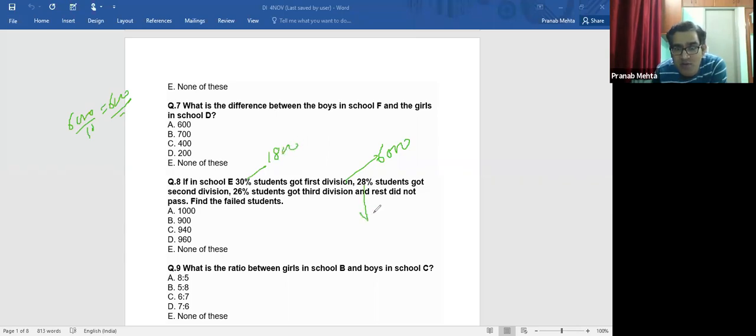28%. Now, look here, it's very simple. If 30% is 1800, what is 1%? You divide any number by 100, you get 1%. 6,000 divided by 100 is 60. So 1% is 60. So 2% is 120.